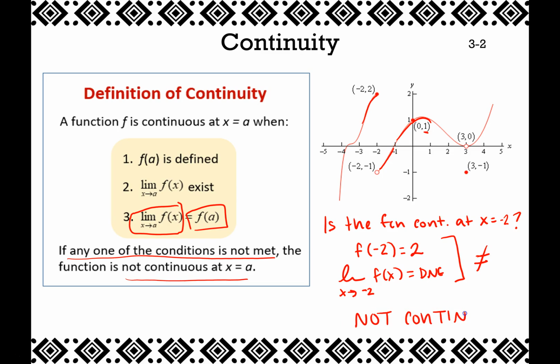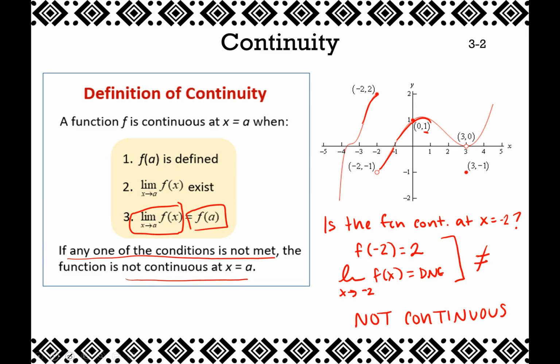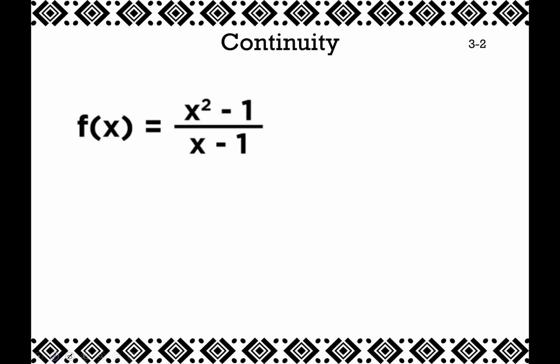I'm not going to emphasize that too much. What I really want you to be able to do is identify that these 4 are discontinuous and then this one is continuous at x equals a, and for all values as well. But that is the formal definition of continuity. It combines limits as well as evaluating a function.